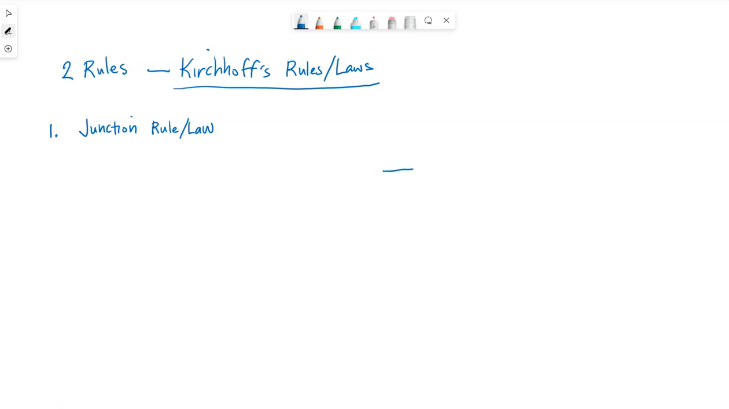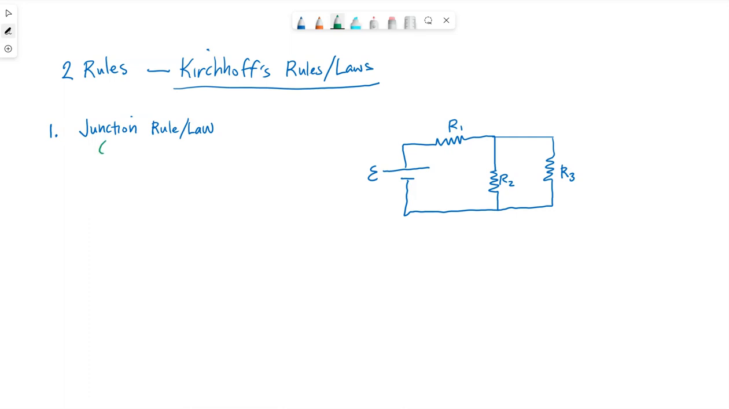So let me just draw a basic circuit here. I haven't given them an official name as I was talking them through. The junction rule or law has to do with current flow. This is the conservation of charge is ultimately what this is related to. And technically the flowing of charge.